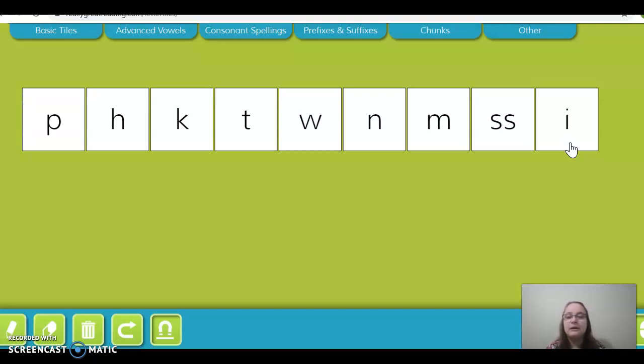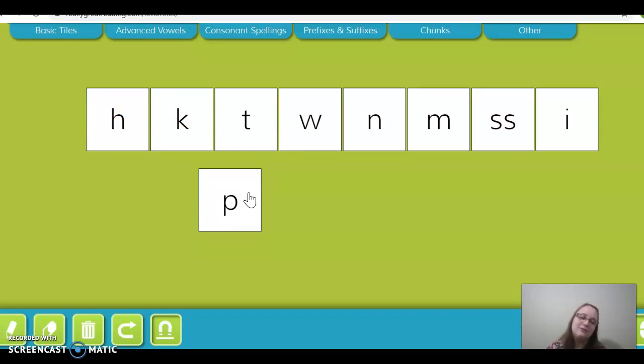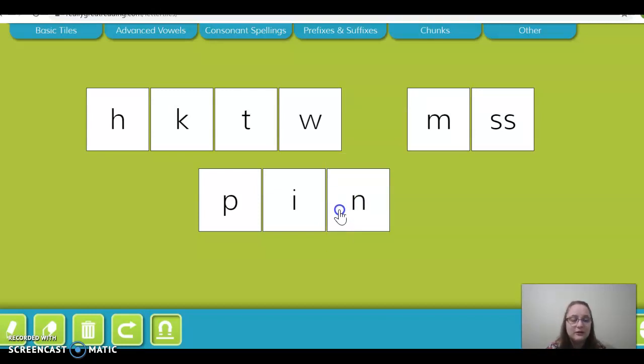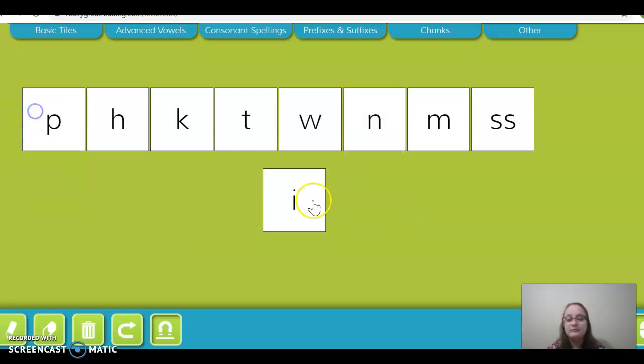Pin. P, I, N. So let's listen to that first sound. P. Oh, that's our P. We just reviewed that. So we have P, I. We know that's our VIP sound of the week. P, I, N. We know that's our letter N because we are phonics rock stars and are just doing an awesome job at learning all of our letters and sounds. So we have P, I, N. Pin, okay? So that is how you spell pin.